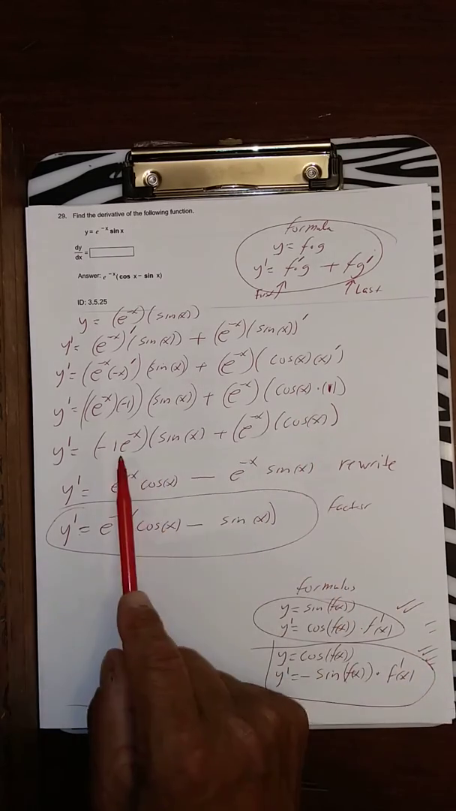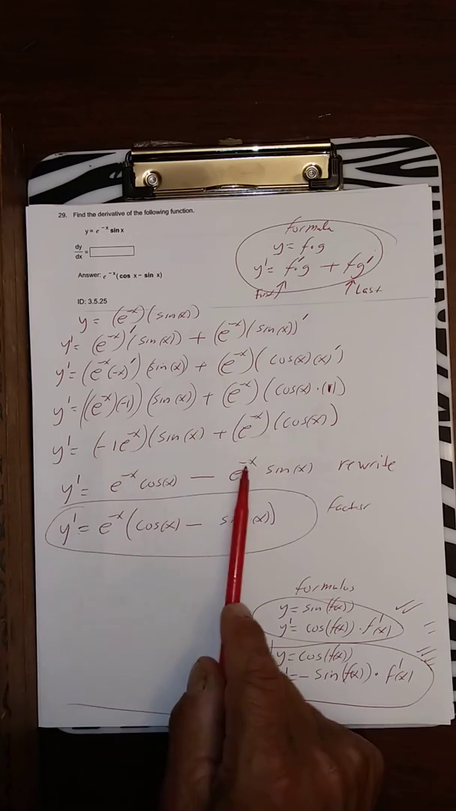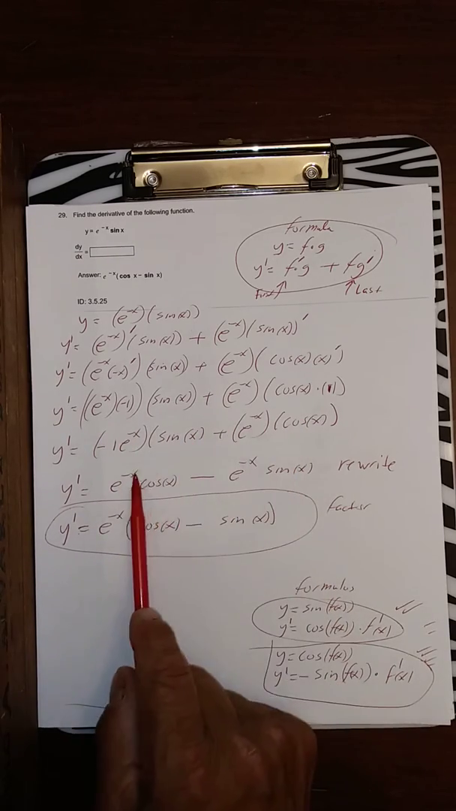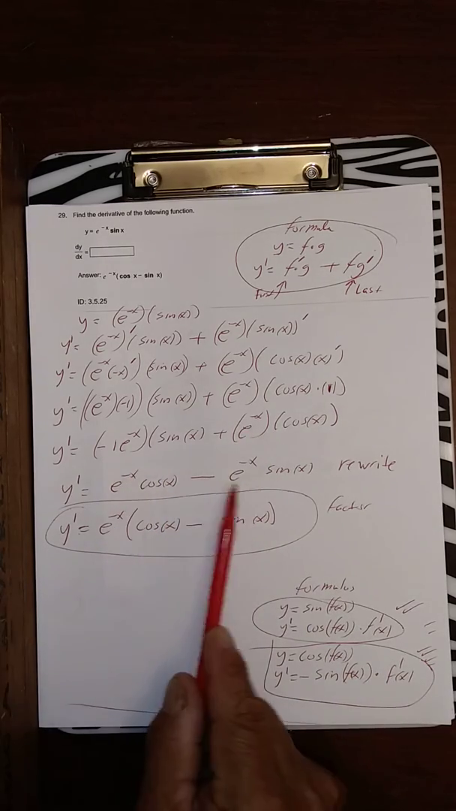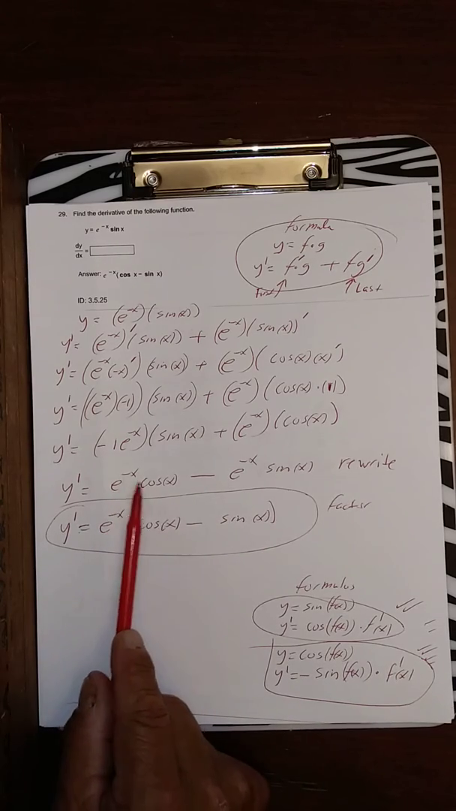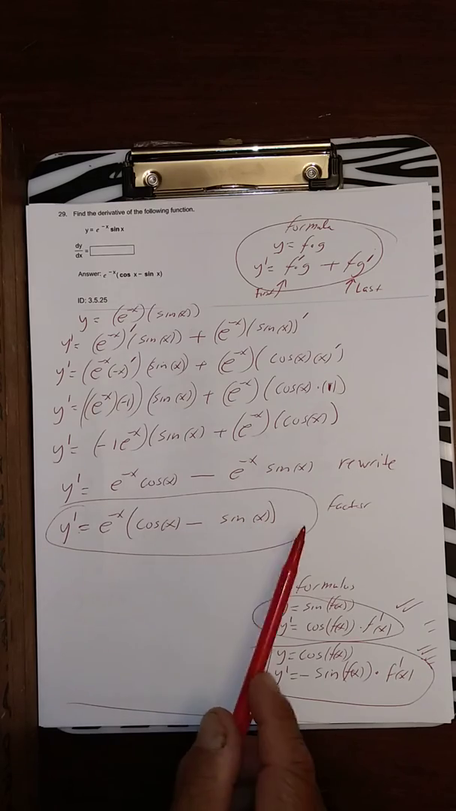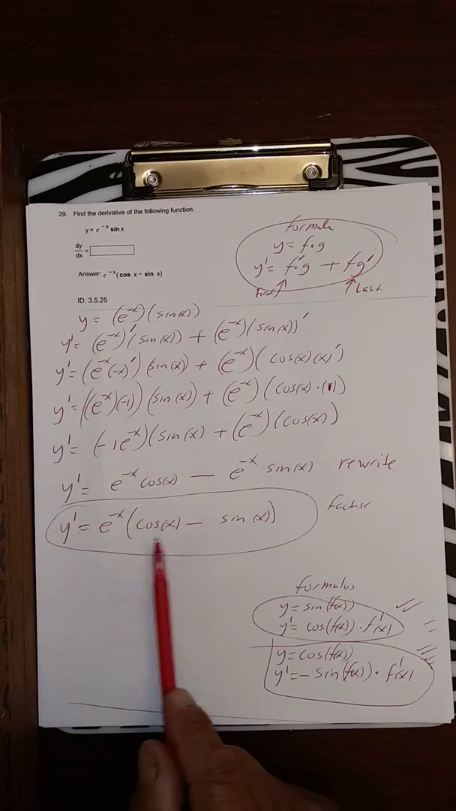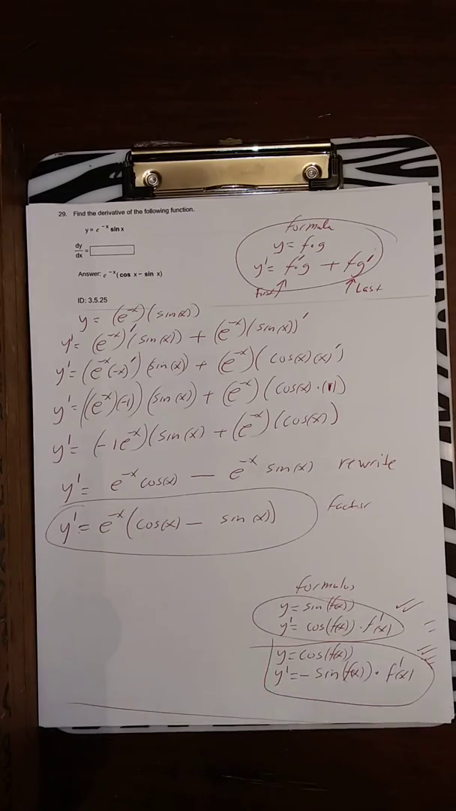So now, I'm going to go ahead and rewrite this. See this negative right here? I'm going to put it there. And this one here, I'm going to put it there. Rewrite it this way. Now I'm going to factor out e to the minus x from both of these. There it is. So now e to the minus x is gone. This is left over. So you have negative sine x. So we have e to the minus x, parentheses, cosine x minus sine x.